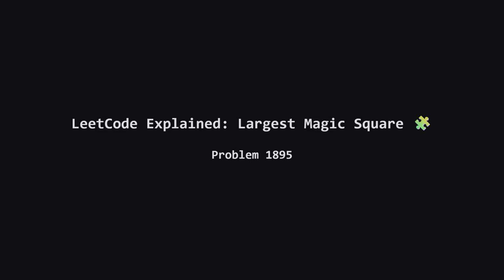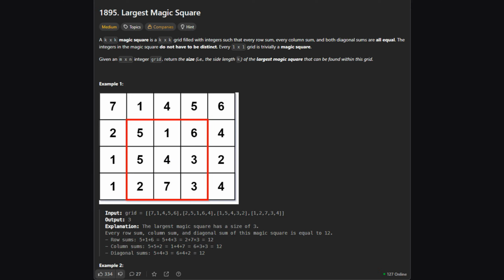This is a medium-level problem that's really about grids, summation, and optimizing how we check different regions of a matrix. It sounds magical, but it's really just some solid logic. Let's dive in. Here is the problem description.